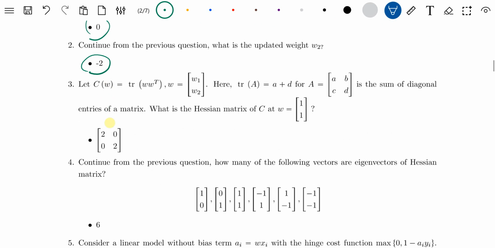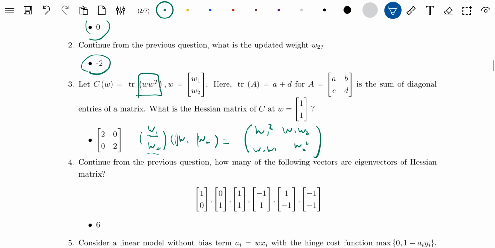On the next one, the key point here is this is not a dot product. This is just matrix multiplication. So W is (W1, W2), and the transpose is (W1, W2). So just do it as a matrix multiplication. The first row, first column, W1 squared. First row, second column, W1 W2. Second row, first column, W2 W1, and the last one, W2 squared.